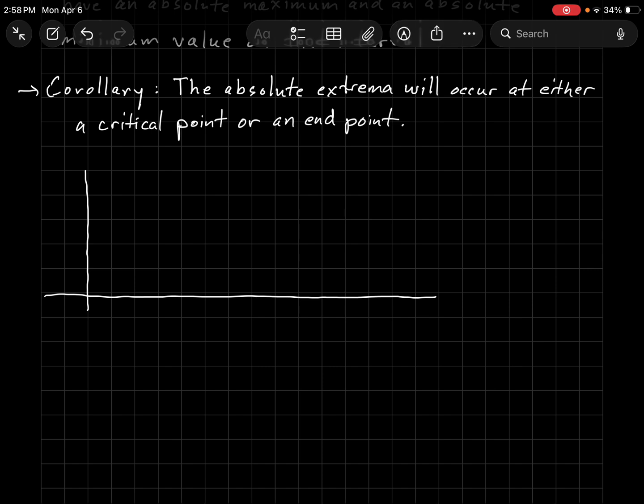What if I draw the graph f of x? I'll just draw it like this. It has an endpoint, I'm continuous, and I have something like this. Just by looking, where are the highest and the lowest points on the graph? Well, in this case, the highest point, which is my absolute maximum value, occurs at an endpoint. How about the lowest point, which occurs right there, the absolute min? Notice this is when my derivative is 0, so it occurs at a critical point.